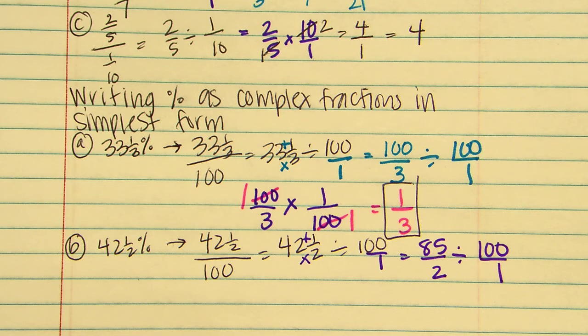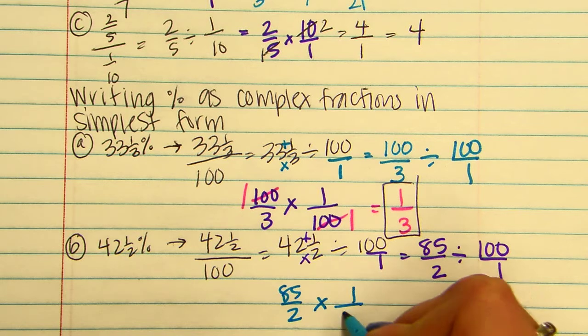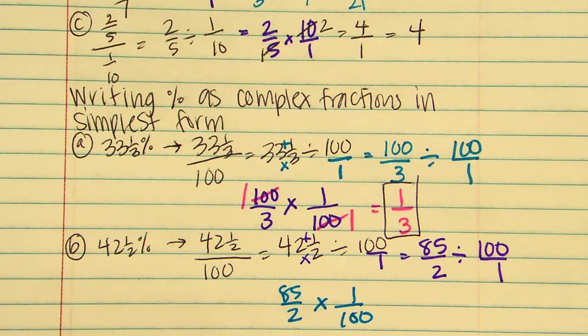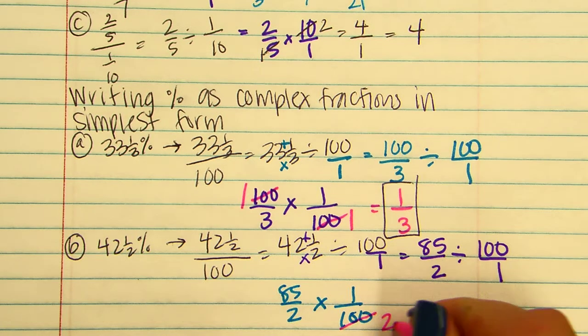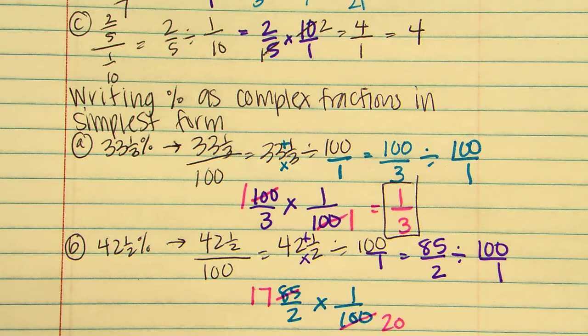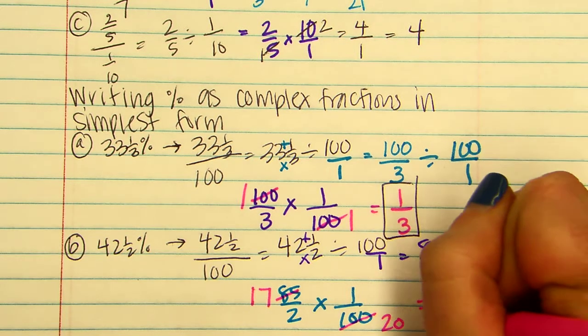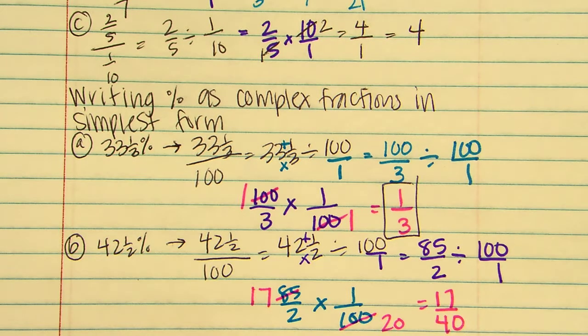And then I'll do keep, change, flip. So I have 85 over 2 times 1 over 100. And then I'll cross cancel because 5 will go into 85 and 100 evenly. 100 divided by 5 is 20. 85 divided by 5 is 17. 17 times 1 is 17. 2 times 20 is 40. And that's completely simplified.